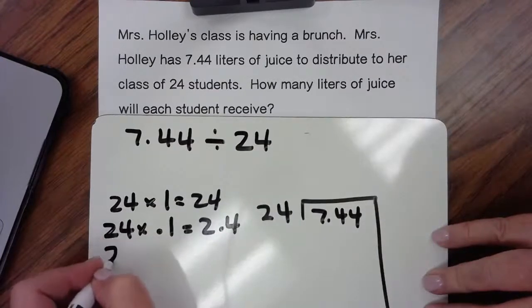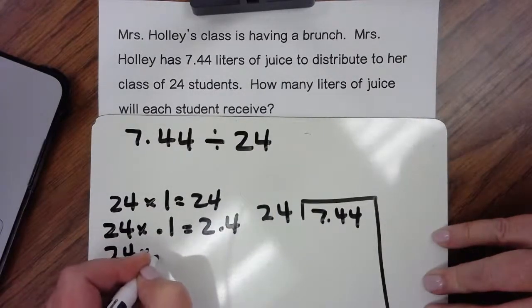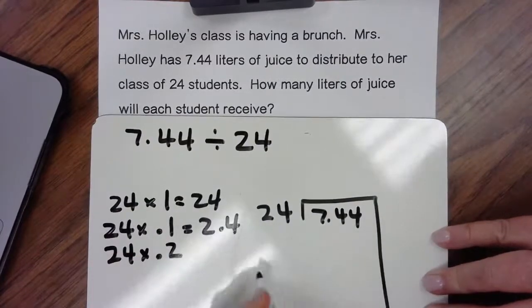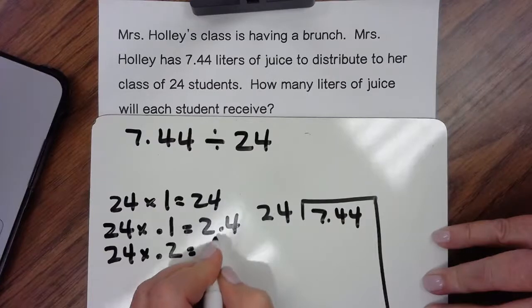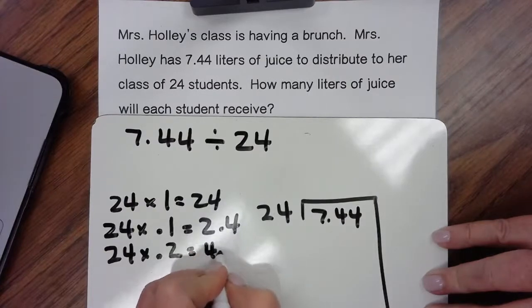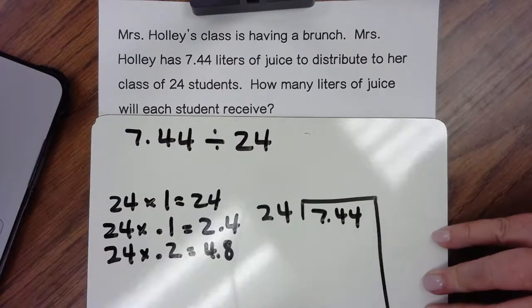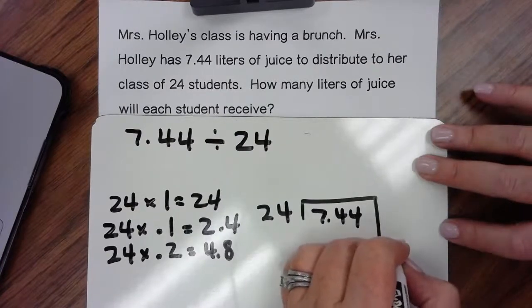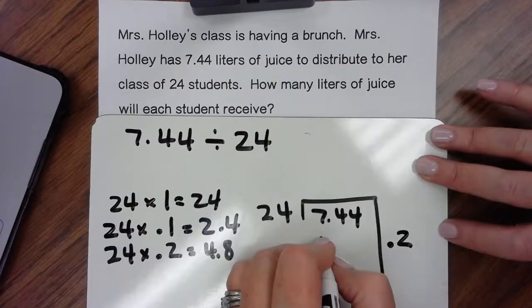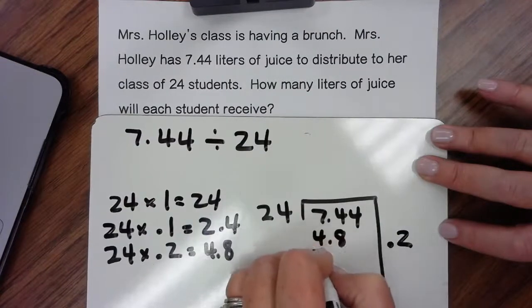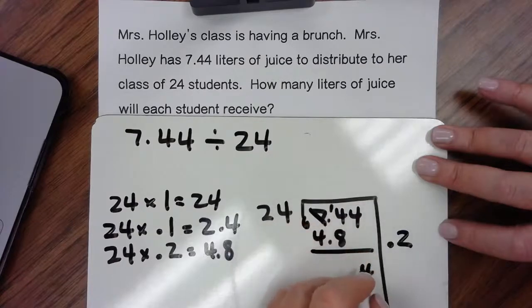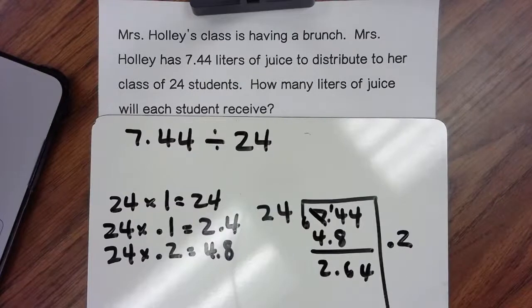But I'm going to try to push the students to notice that, look, if I double that, instead of 1/10, if I do 2/10, then I'm just simply going to double 2 4/10 to 4 8/10. And that gets me a little bit closer to my dividend. So I'm going to do that. So 24 groups of 2/10 of a liter is 4 8/10. Alright, so that leaves me with 2 64/100 liters.